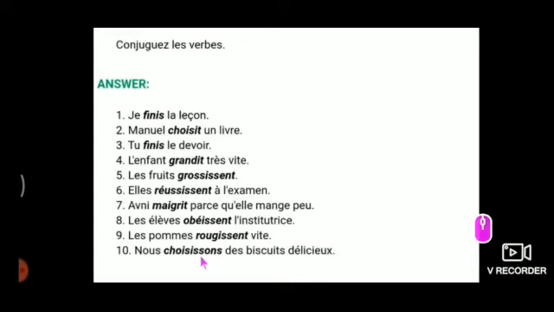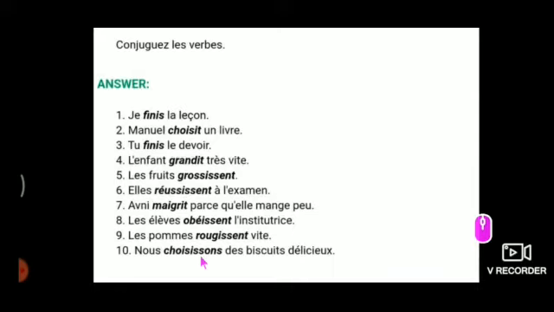Now you can pause the video and take the answers, and then we'll go for the next exercise. So exercise number 4 we have already seen, and now exercise number 3 is done. After this, exercise number 5, that is compléter le dialogue, that we'll see next.